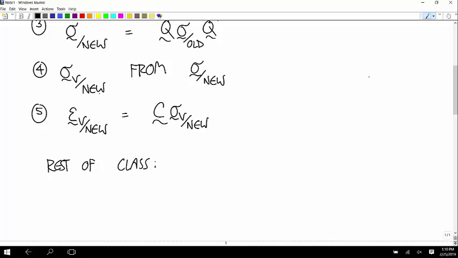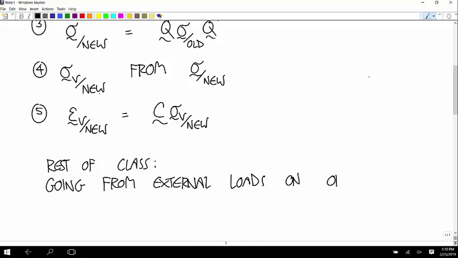So the rest of the class will all deal with calculating stresses based on big objects with loads on them. So going from external loads on objects to stresses at individual points.